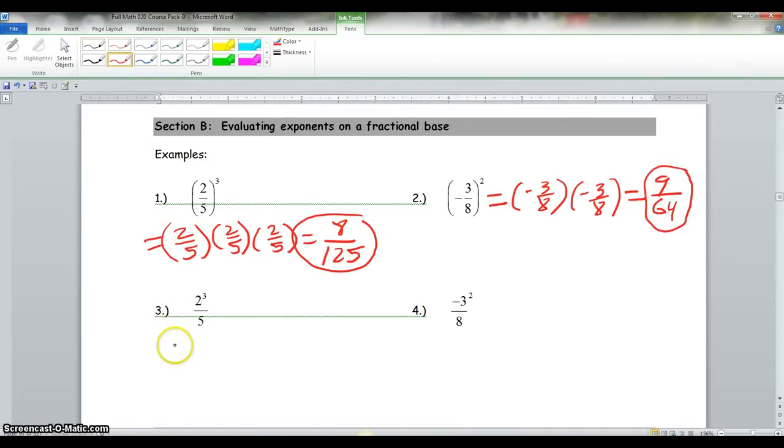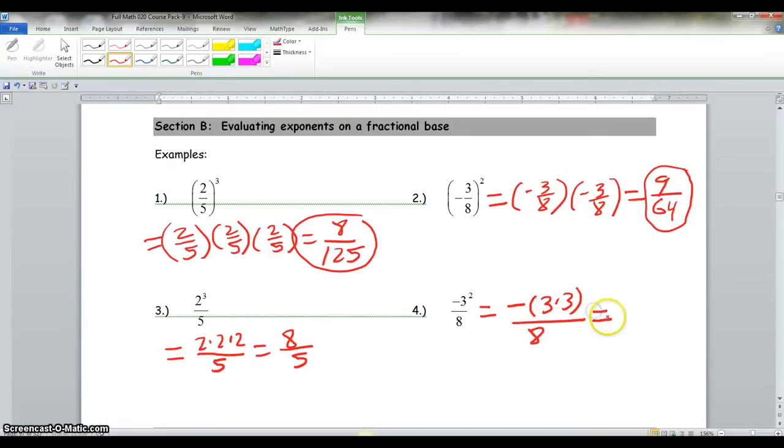Now we go down here to number 3. Now the only thing taken to the third power is the 2, not the 5. So we'll have 2 times 2 times 2 all over 5. They have nothing in common. So this will just be 8/5. Now we go here to number 4. Now the only thing taken to the second power is this 3. Now the negative will still stay there, and we have 3 times 3 all over 8. Now this will give us negative 9 over 8. They have nothing in common, so that is our final answer.